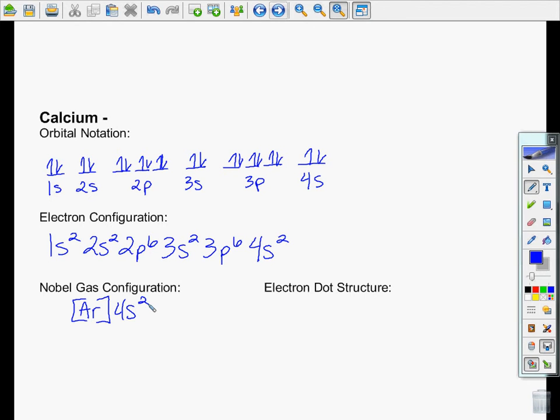You can use argon. Good. How many valence electrons? 4s2. Two. Just the 2 in 4s are the valence electrons. So calcium. Any questions about calcium? How do you know what noble gas you use? You use the one that comes before it. So argon. Argon represents all of those. Oh. Right.